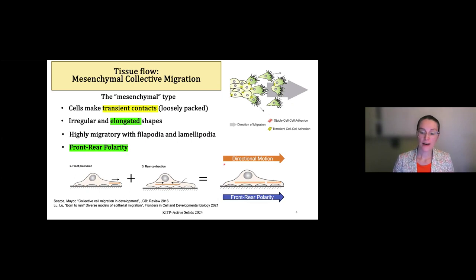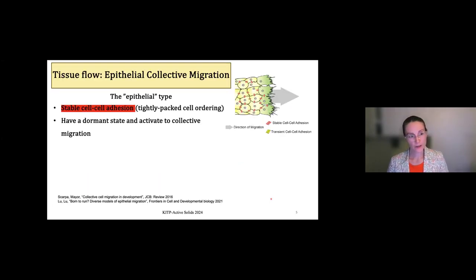Okay, so there has been recognized that there is such a thing as the rear-front polarization, which is related to the elongation of the cell, and that the elongation of the cell dictates the directional motion of the cell. Again, that is the type of mesenchymal collective migration. Okay, there is the other type, on the other hand, which is called the epithelial collective migration.